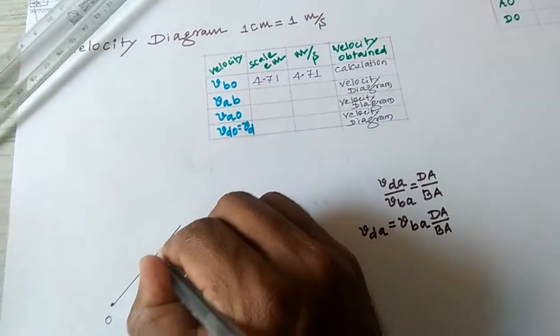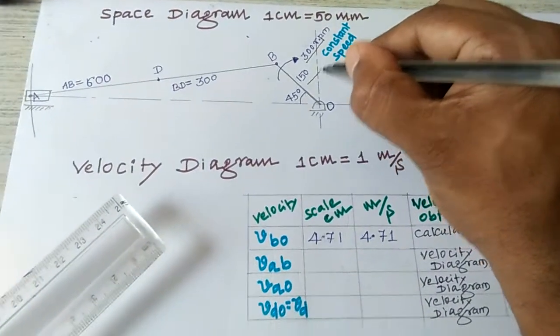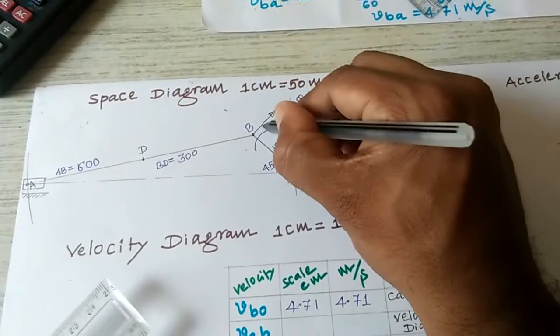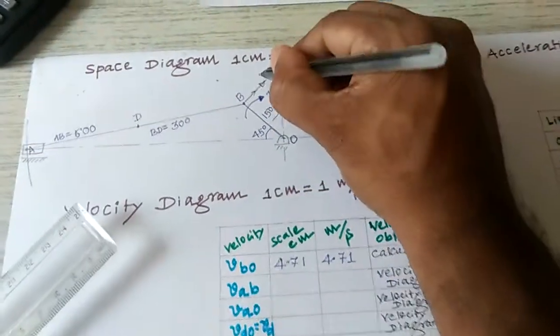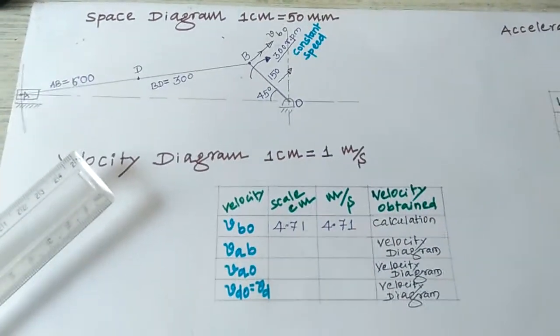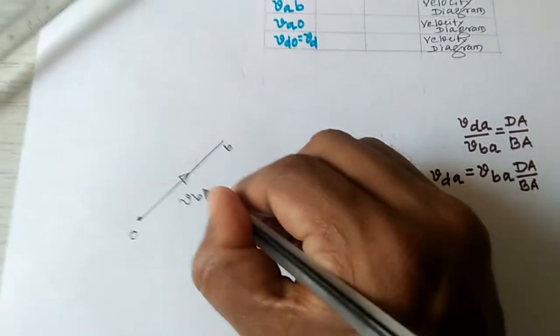The direction is in this way, because you look at this: it is 300 rpm, which direction? Clockwise direction. The arrow comes in this way only. The velocity of B with respect to O also comes this way only. That is the beginning point. Now I drew it here. You can write it as velocity of B with respect to O.